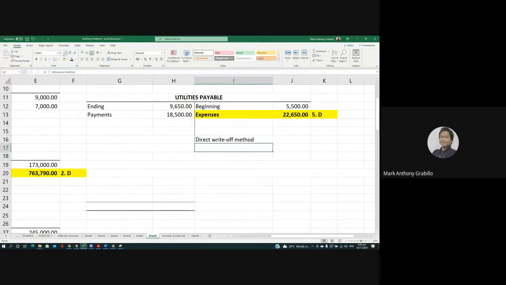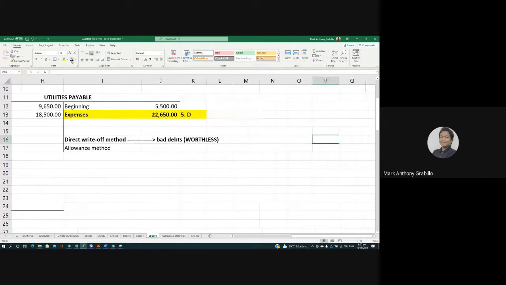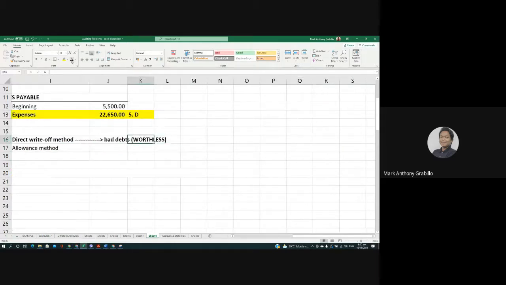So, sa direct write-off method, ano pong meron dito? Nagre-recognize lang tayo ng bad debts if it is considered as worthless. Diba? Kapag worthless na yung certain account, then that is the time that we will record bad debts. Kaya siya tinatawag na direct write-off. So how do we record a direct write-off? A bad debts expense. So you debit.